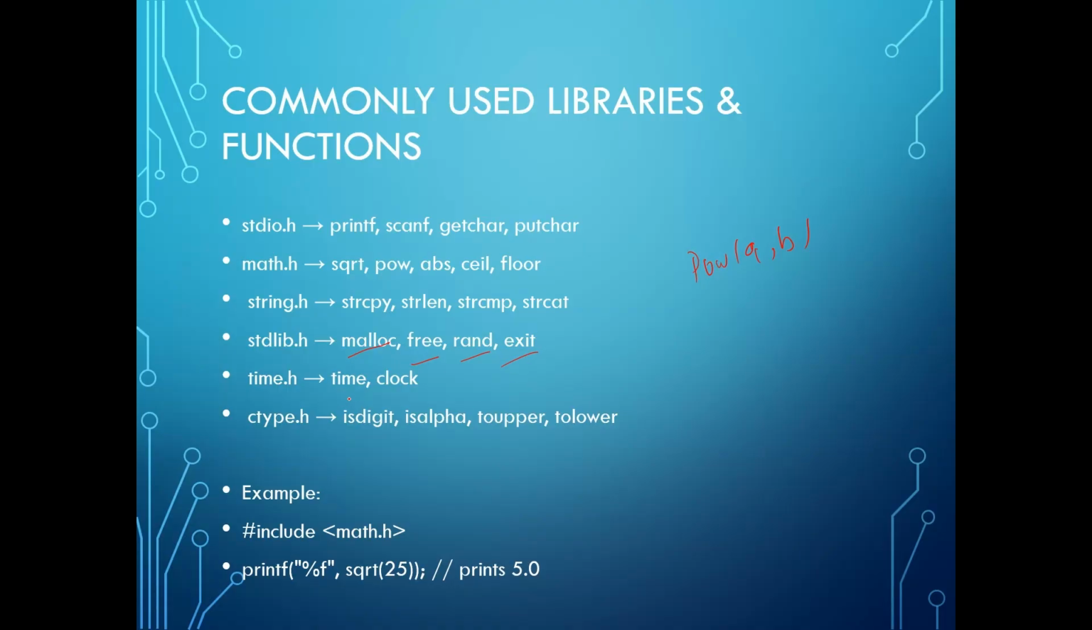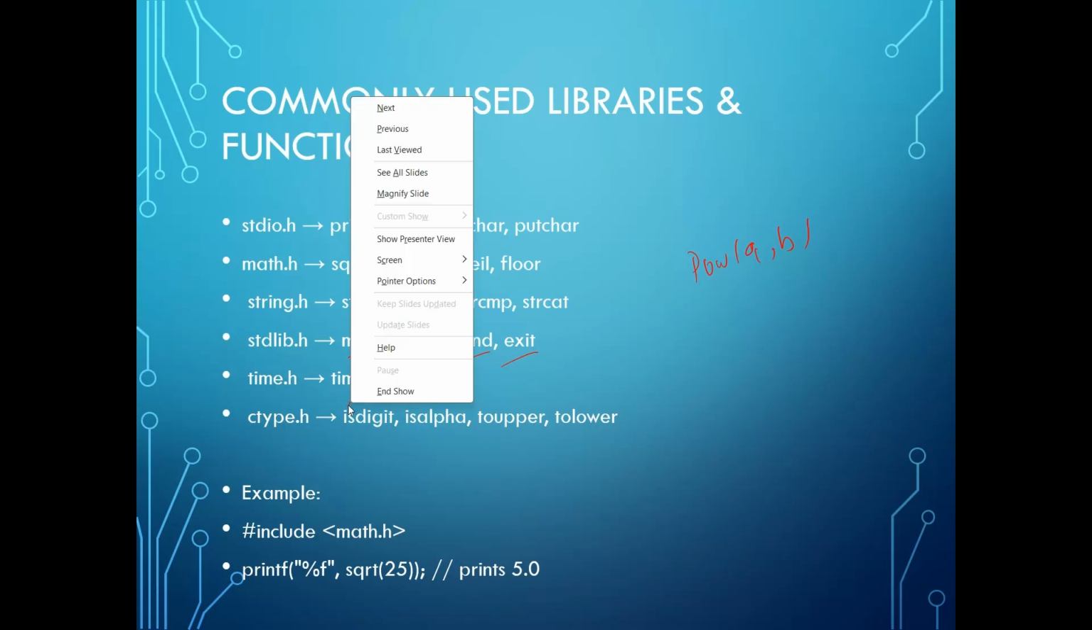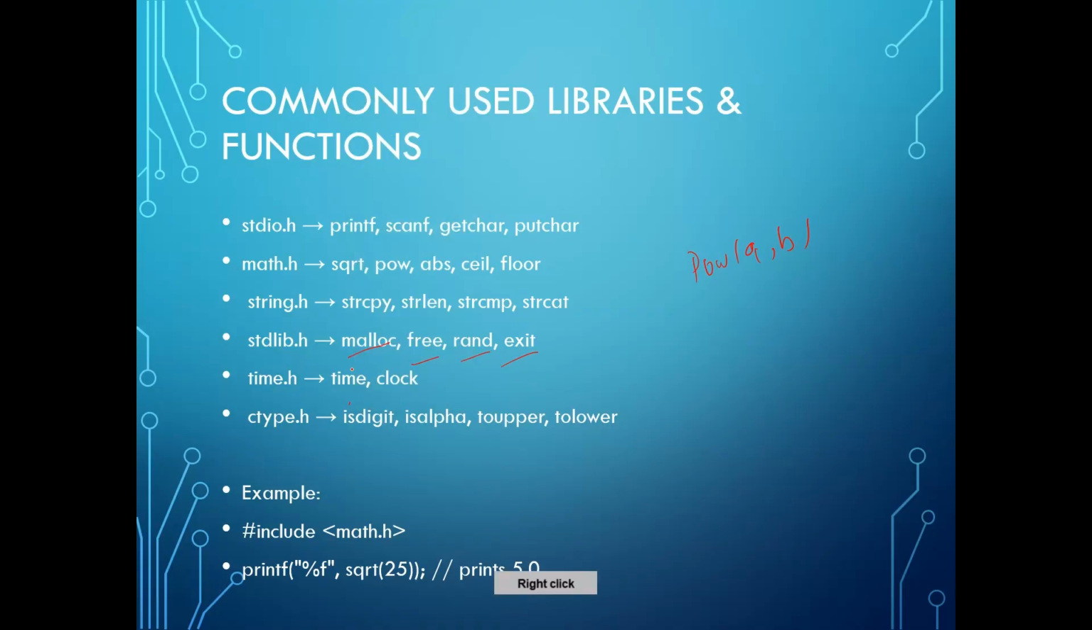Coming to the time functions, time with NULL gives the current calendar time, and clock gives the processor clock. Coming to ctype.h, isdigit checks if the character is a digit, isalpha checks if it is an alphabet, toupper converts a character to uppercase, and tolower converts a character to lowercase.